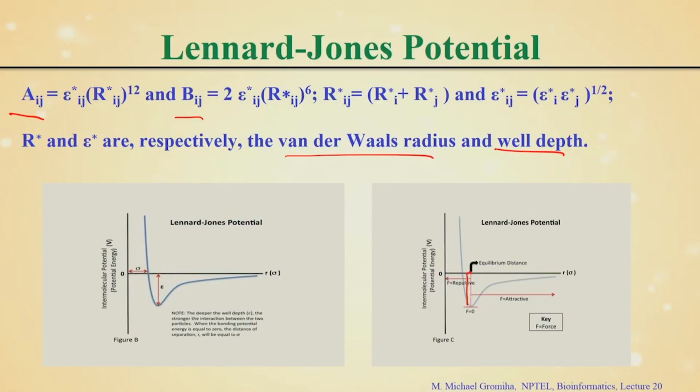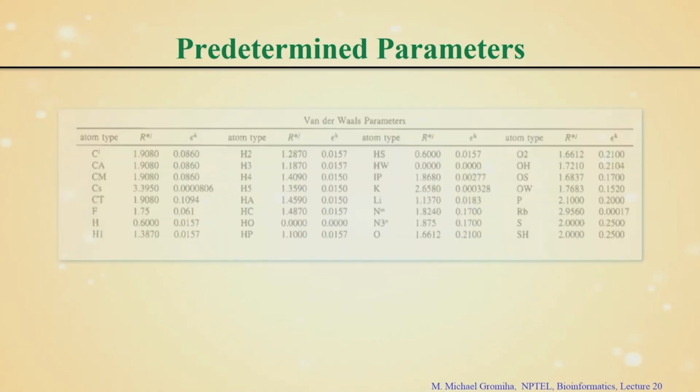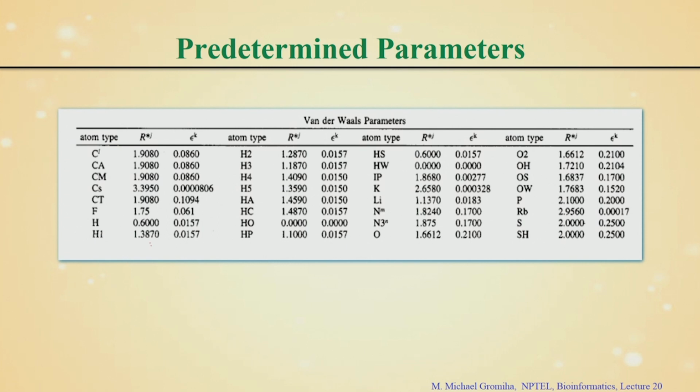If you know the distance, we can easily get the Ri power 6 and Ri power 12. For each atom, we have these specific values for the radius and well depth, the predetermined parameters. You can see this is the Rij and epsilon for different types of atoms, whether it is carbon or the C alpha carbon or the different atom types, you can have this well depth as well as the radius, you can use that.